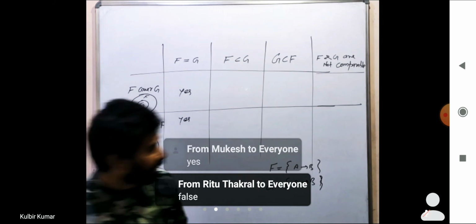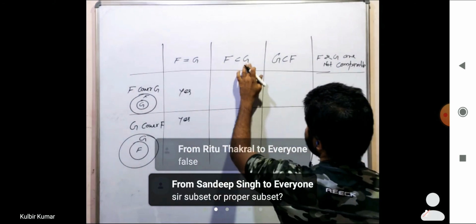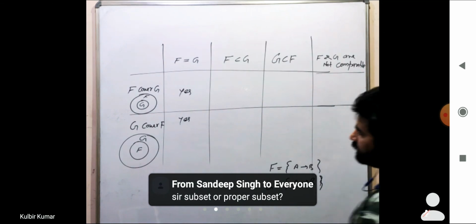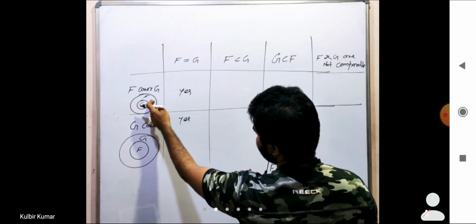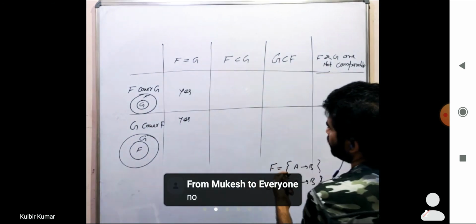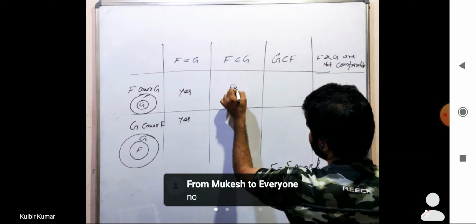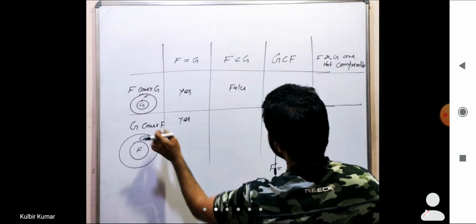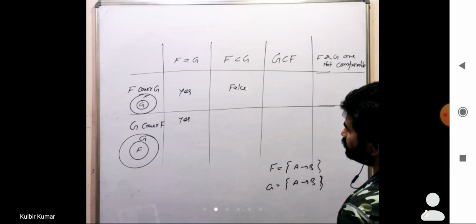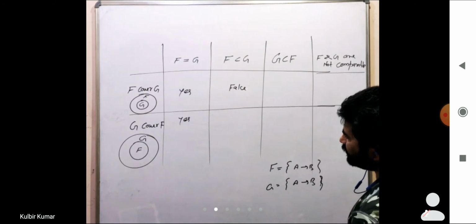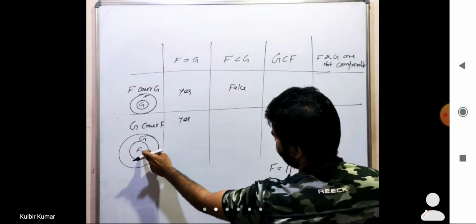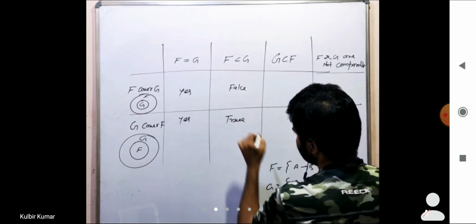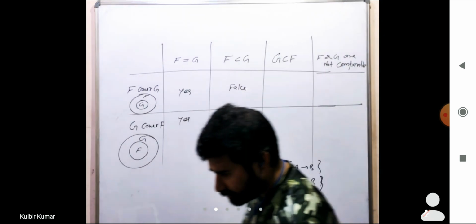Second one, F is a proper subset of G. So F is a superset, but this says proper subset, so it is false. What about this one, G covers F in this case? So F can be the proper subset of this one. Yes, F can be the proper subset of G, so it is true, right?